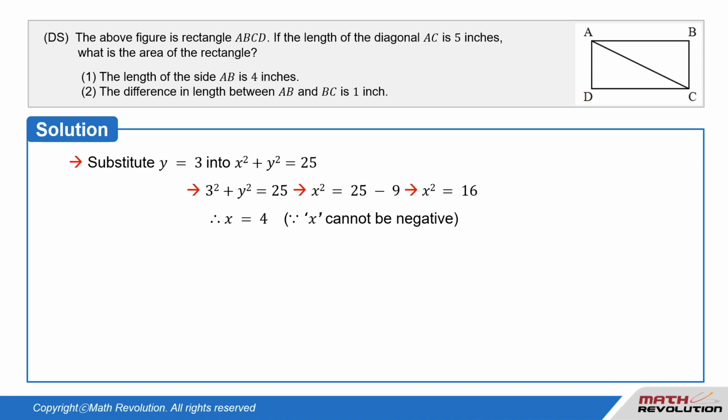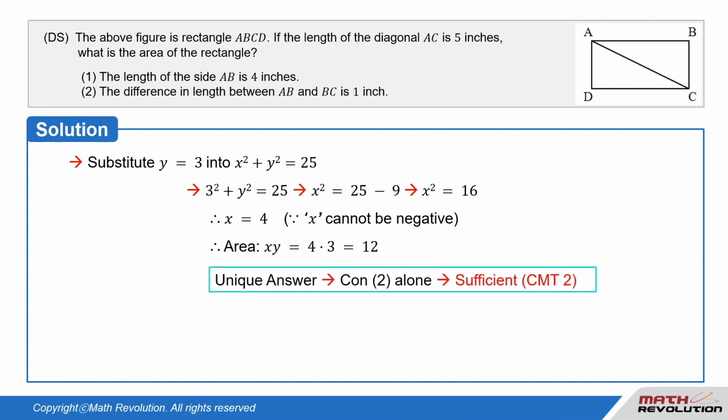Substitute the value of y in x squared plus y squared equals 5 squared. We get x squared plus 3 squared equals 5 squared, or x squared equals 25 minus 9. x squared equals 16, and x equals 4, as x cannot be negative. So, the area equals 4 times 3, which equals 12. The answer is unique, so the condition is sufficient by the common mistake type 2, which means that the number of answers must be 1.